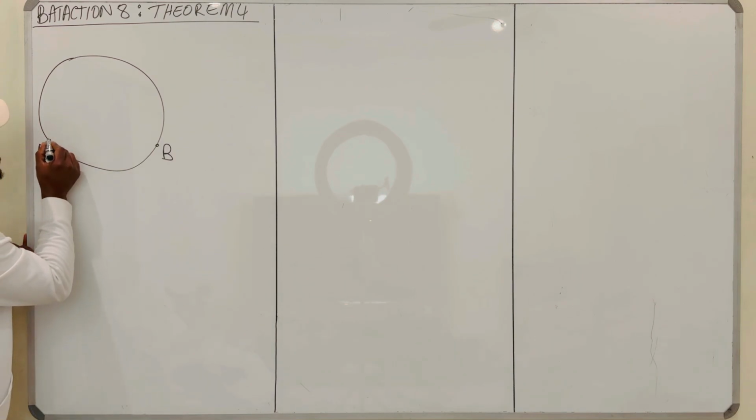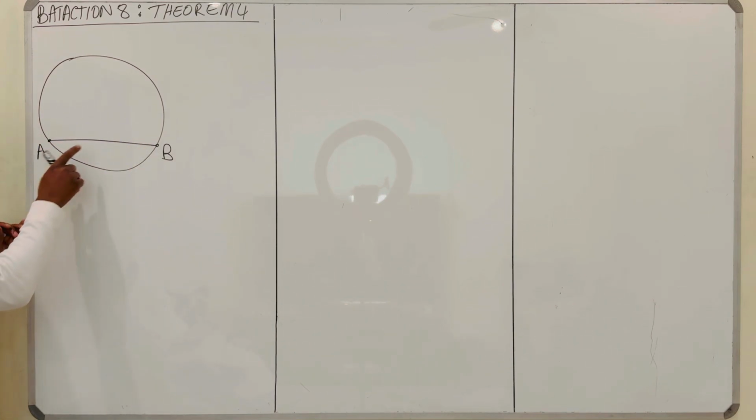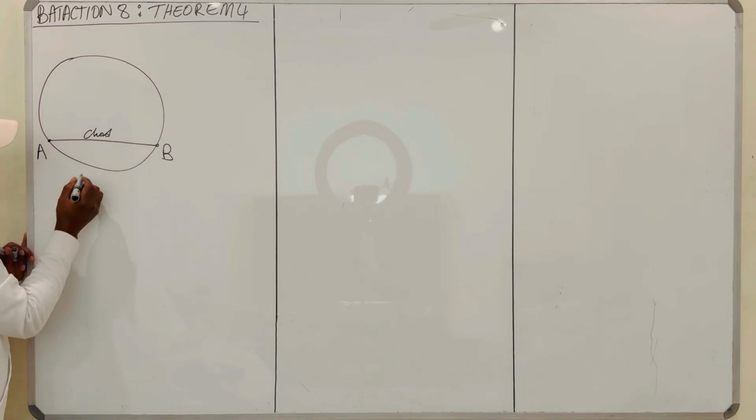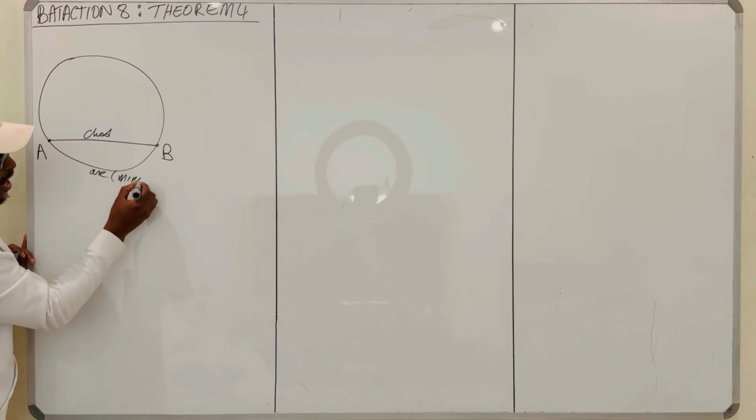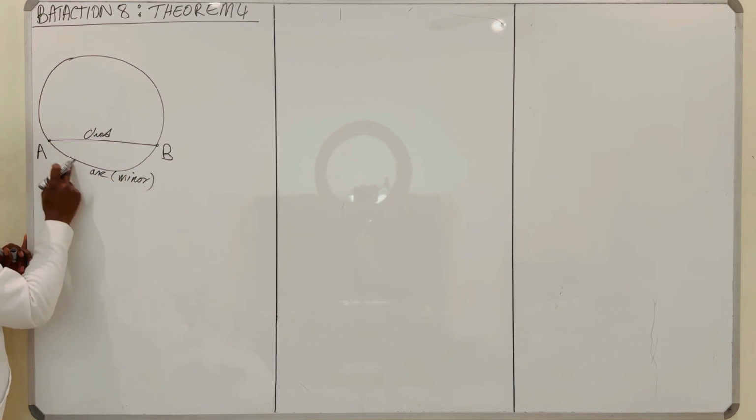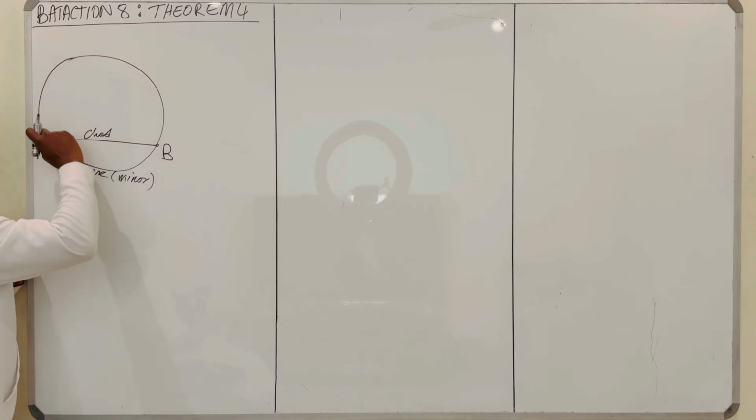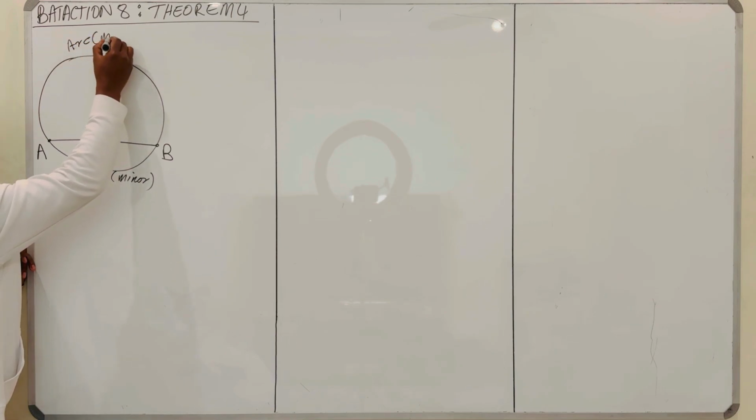If I join A and B, I have a line there, right? What is this line called? A chord. And this one is an arc, right? To be specific, this is a minor arc. The distance along the circumference between two points is called an arc. And this one from here all the way there is also an arc, but the difference is it's the bigger one, so it's a major arc.